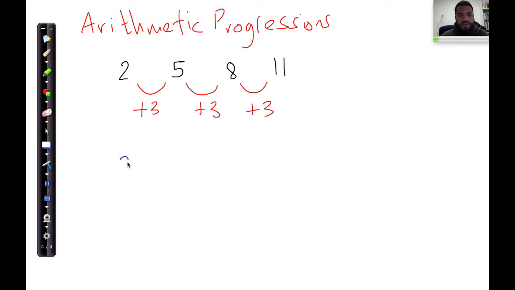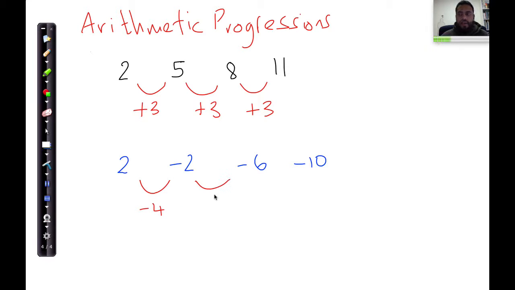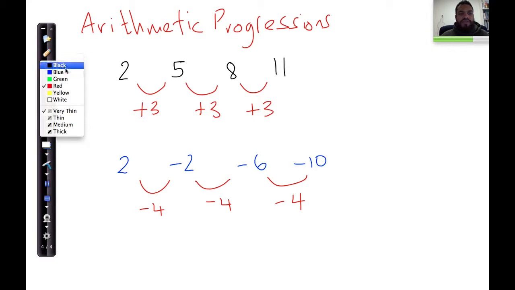For example, if I had 2, minus 2, minus 6, and minus 10, then what is happening from the one term to the other is I'm subtracting 4 each time. And so you can see clearly I'm subtracting 4 over there, and clearly over here I'm also subtracting 4. And so these are all examples of arithmetic progressions.